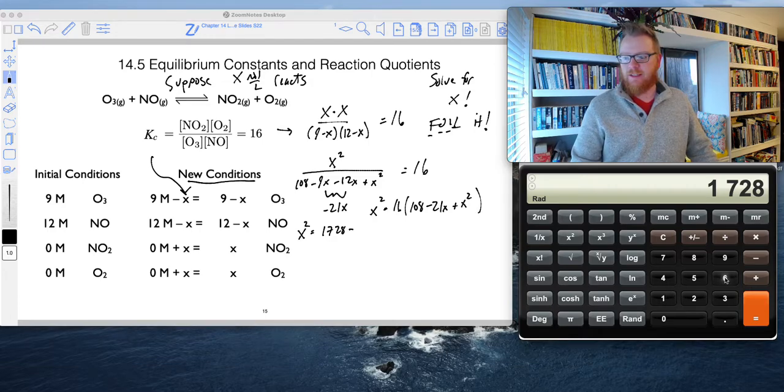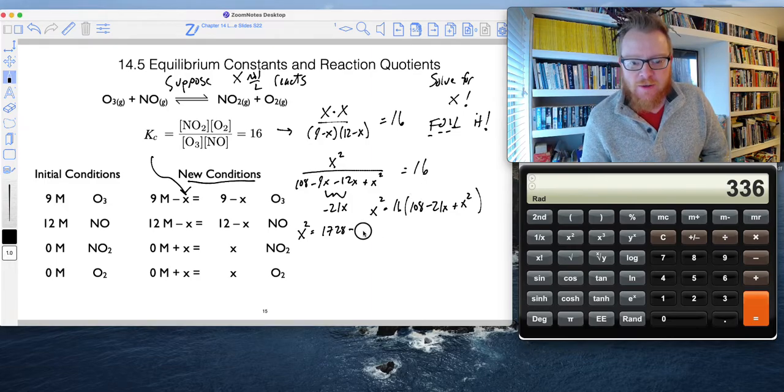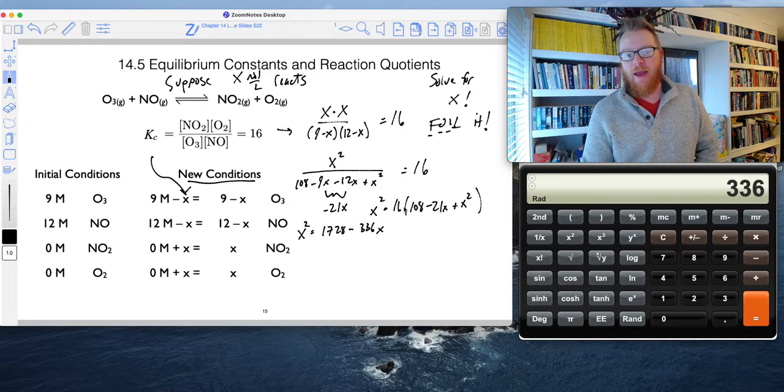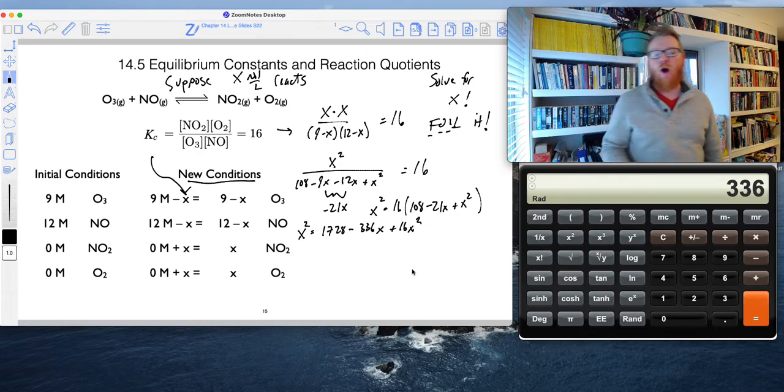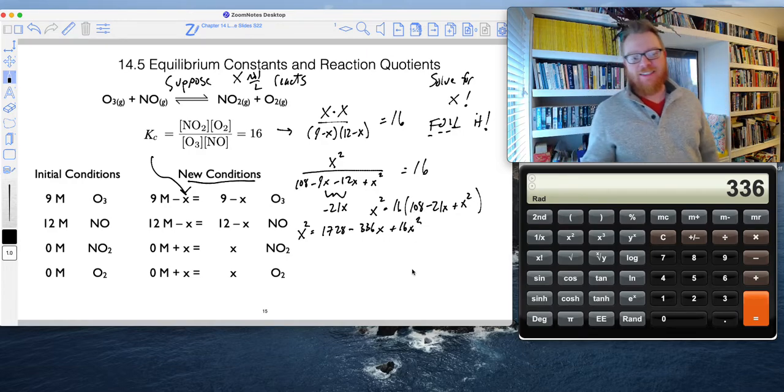Let's see, 16 times 21 equals 336, so that's going to be minus 336x. And then now 16 plus x squared. Okay, and so now if you recall, we want to get everything set equal to 0 to do this quadratic equation.